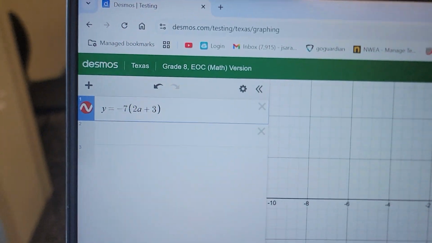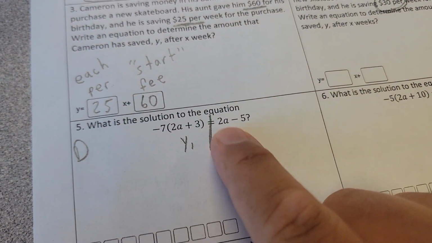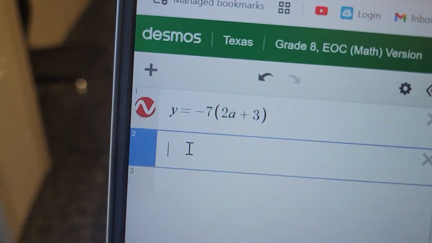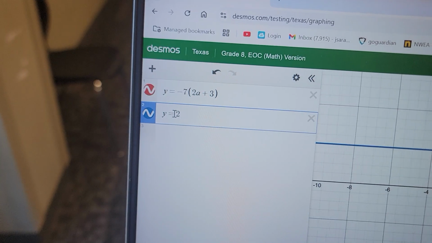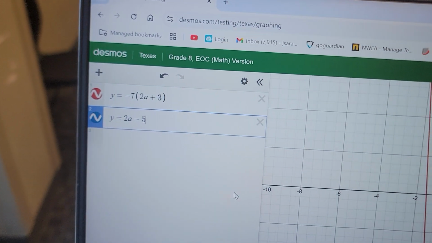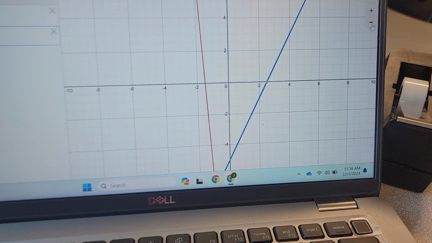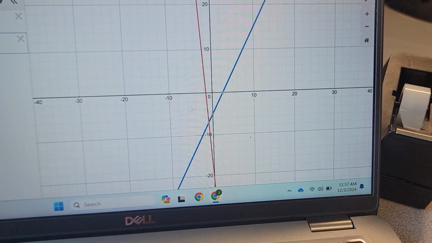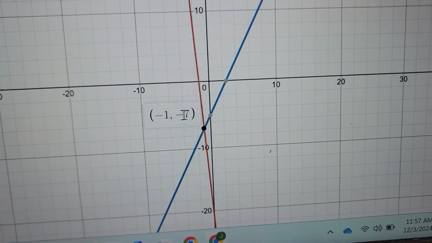You put y equals. Remember, you have to put in y equals. This is what we were doing last time. So that's the first part. And then we're going to put the 2a minus 5 in the second part right here in number 2. So y equals 2a minus 5. And then we're just looking to see if they touch. So right here you have to zoom out. And they touch in this dot right here. So the answer is -1, -7.